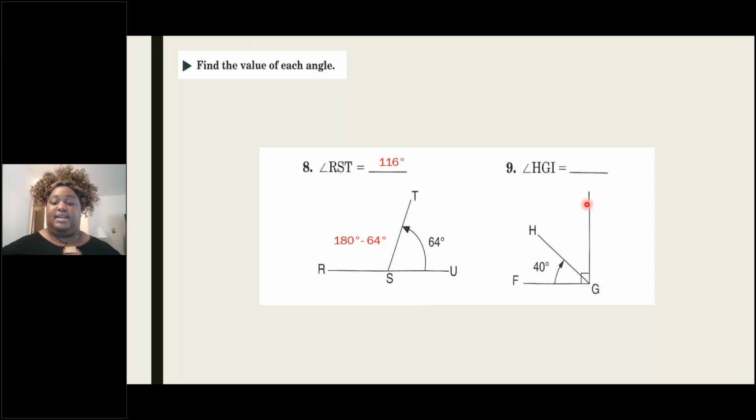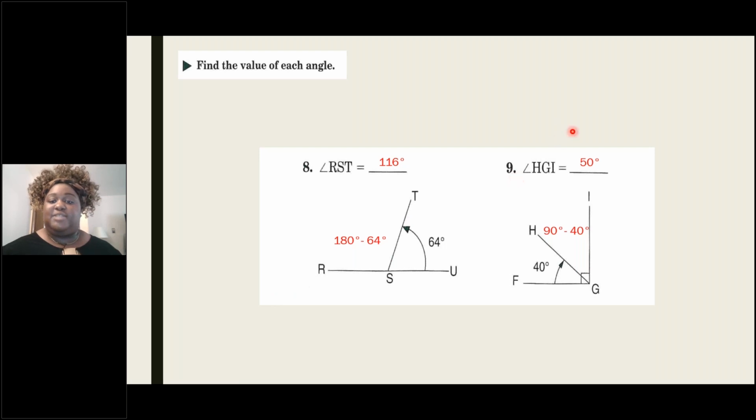As we can see here, the first step, what is my larger angle? I see that I have that L shape and I have that square. That lets me know that the larger angle is a right angle, so 90 degrees. Then my next step would be to subtract the angle they gave me, which is 40 degrees, from 90 to get the answer of what the angle HGI is, which is 50 degrees.